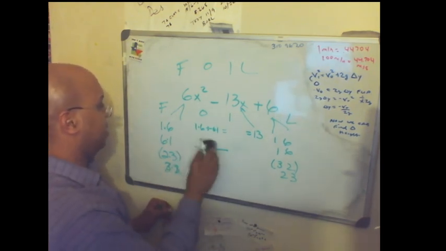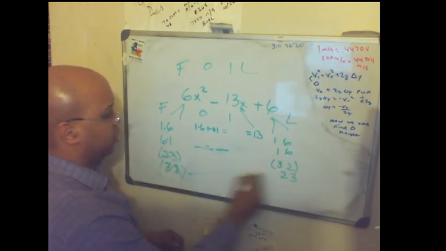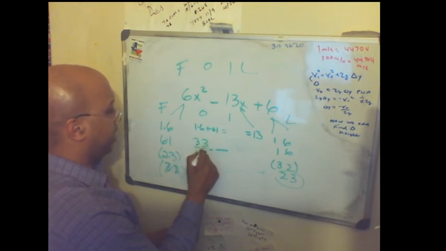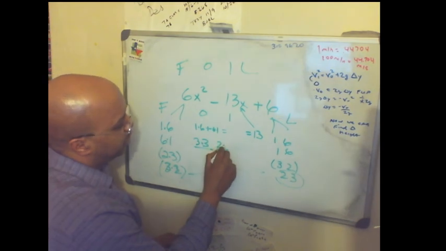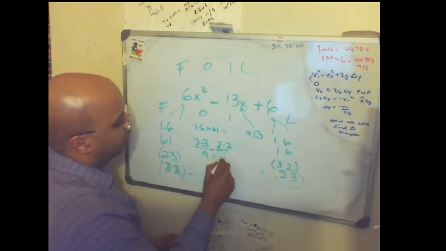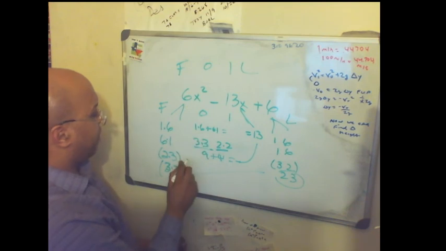Alright. These two. So my opposites are 3 and 3. 3 times 3, which is 9, and my inside factors are 2 times 2. 9 plus 4 equals 13. So this works. So I found my factors.